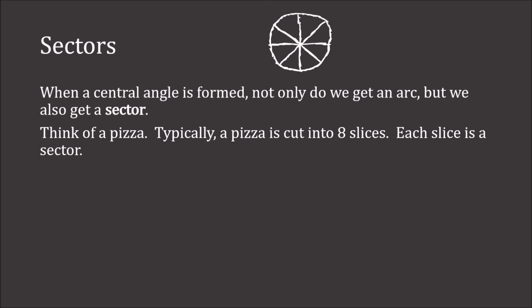Right, so typically you get your pizza and it will come in like this, right? 1, 2, 3, 4, 5, 6, 7, 8 slices. Each of these slices is a sector. So if I just shade in one slice, so let's just look at this one, that is a sector of the circle.